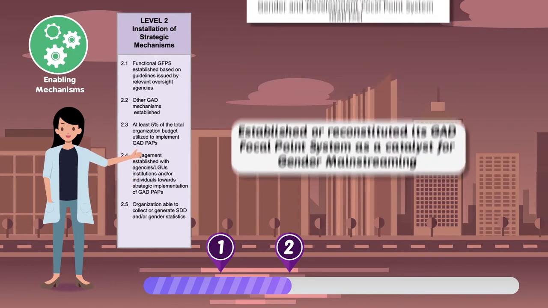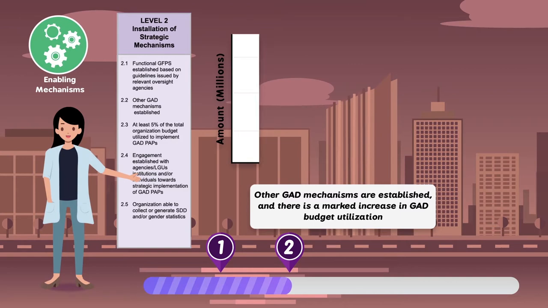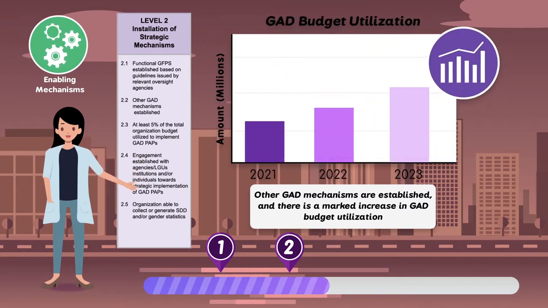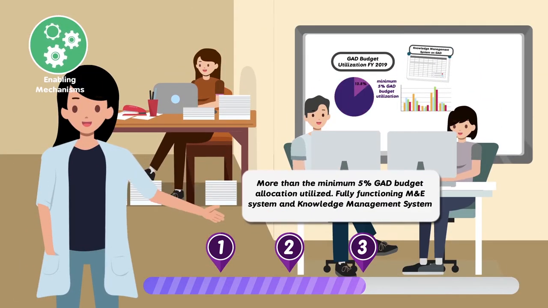At level 2, other GAD mechanisms to address the needs of the organization's internal and external clients are established, and there is a marked increase in the utilization of the GAD budget. At level 3, the organization judiciously utilizes more than the minimum 5% GAD budget allocation while boasting a fully functioning M&E system and knowledge management system.